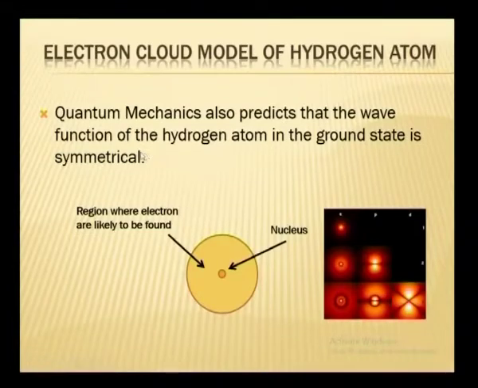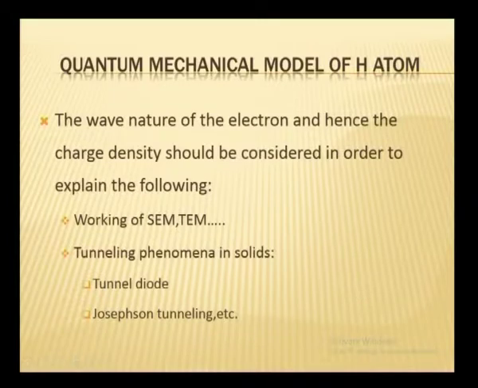Today we would not have electron microscopes, but for the fact that electrons are treated as waves. Obviously, the electron densities can be measured; the electron is not a particle. Quantum mechanics also predicts that the wave function of the hydrogen atom in the ground state is symmetrical. This is the electron cloud, and the nucleus is here. For higher states the electron clouds will be much more complicated.